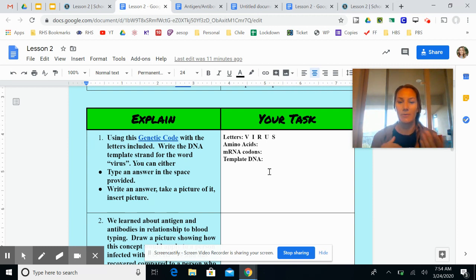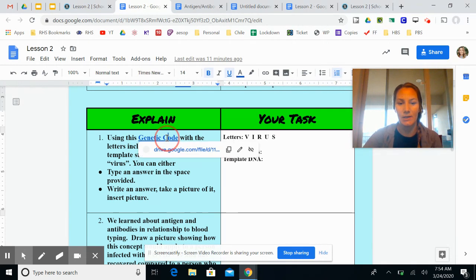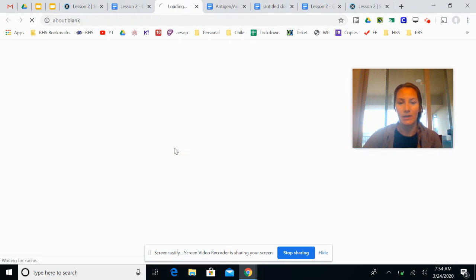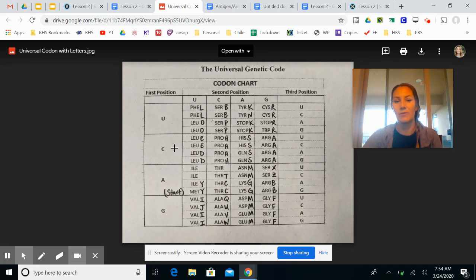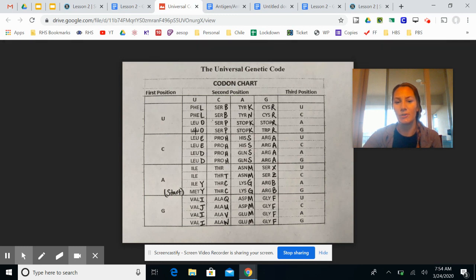So we're working backwards. We gave you this little genetic code. You click on here. It shows you your universal codon, but then it has the letters next to it. For this activity, you're going to work backwards. I'll give you an example, but you're starting with the letters of the word virus, and then you're working your way backwards to find the amino acid, and then all the way back to what the DNA would be.